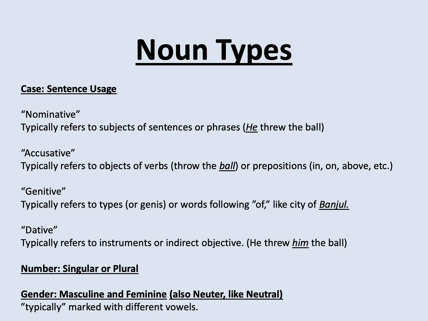And if we were to add in, he threw him the ball in the city of Banjul, Banjul would be in the genitive. Or in our sentence here, he threw him the ball of string. Of string, string would be in the genitive because it's the type of ball. He threw him the ball of string. We typically refer to the sentence usage form as the case, the singular or plural as the number, and the masculine and feminine as the gender. So these three markers are all indicated by the ending of a particular noun: case, number, gender.